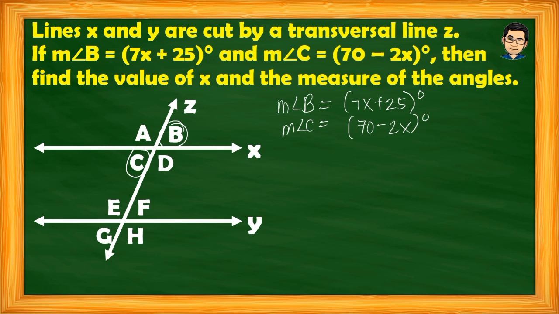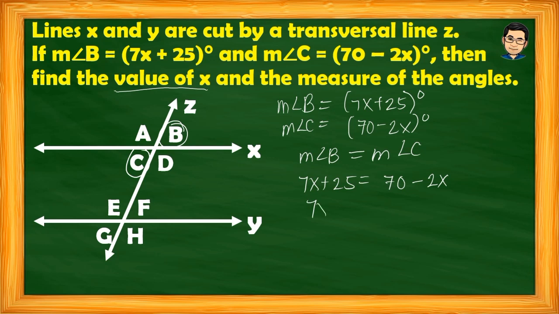Now, paano natin makukuha yung value ng x? So, ibig sabihin po niyan, i-equate po natin sila. So, magiging ganito siya. Measure of angle B equals the measure of angle C. So, measure of angle B, 7x plus 25. And then, C naman, 70 minus 2x. Now, applying addition property of equality, so mag-add tayo ng negative 25 to both sides, tsaka positive 2x. So, magiging ganito siya, 7x plus 2x equals 70 minus 25. Next, 7x plus 2x, 9x, equals 70 minus 25, 45.